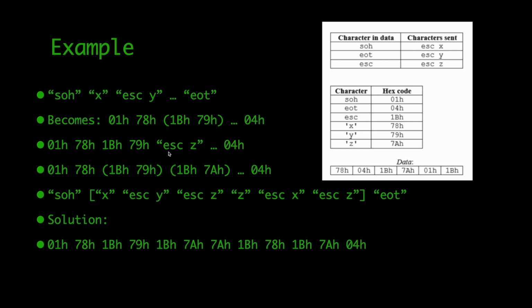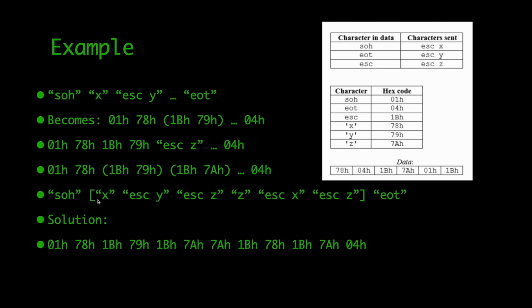We can now see that we've received an escape Z as our next character. We can look at 1BH, a special character. Well, what is 1BH? It's escape. Is it in this table? Yes. What is it? It's escape Z. So we can write out escape Z, again in parentheses, as 1BH. What is escape? It's 1BH. What is Z? It's 7AH. We can write that out there.